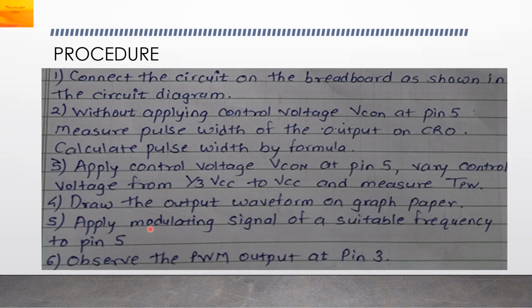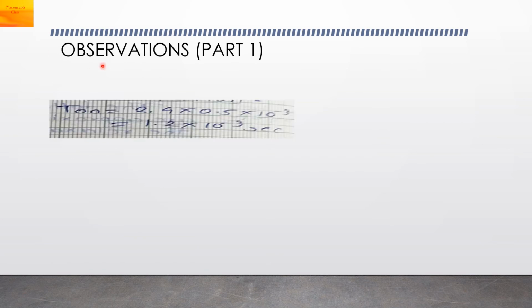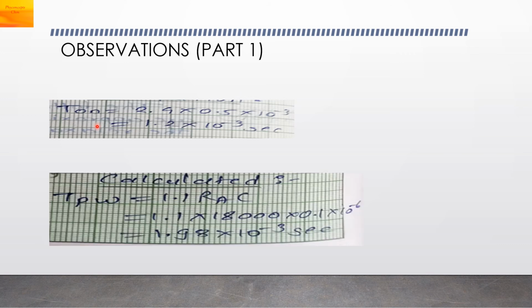Now in the third part we apply the modulating signal at pin number 5 of a suitable frequency and observe the PWM output at pin number 3. So in the first part we measure the pulse width T on. Also we calculate the pulse width using the formula of 1.1 into RA into C. Both should be almost the same.